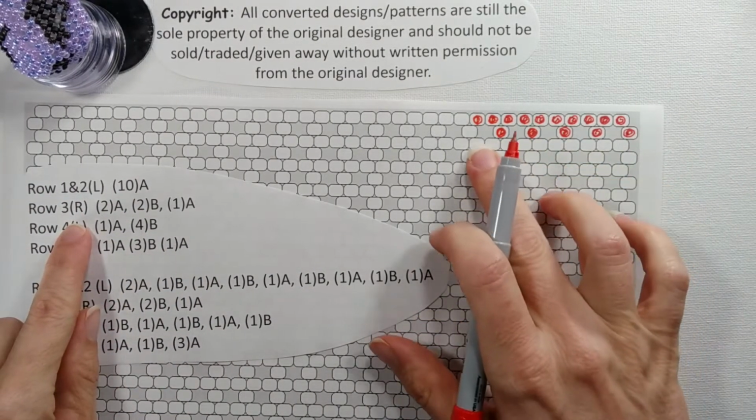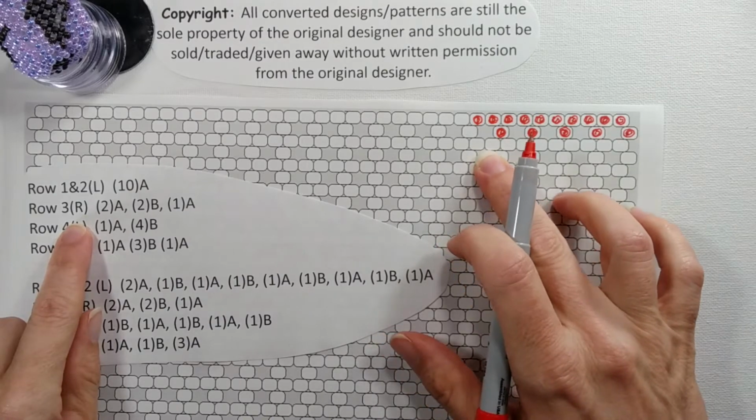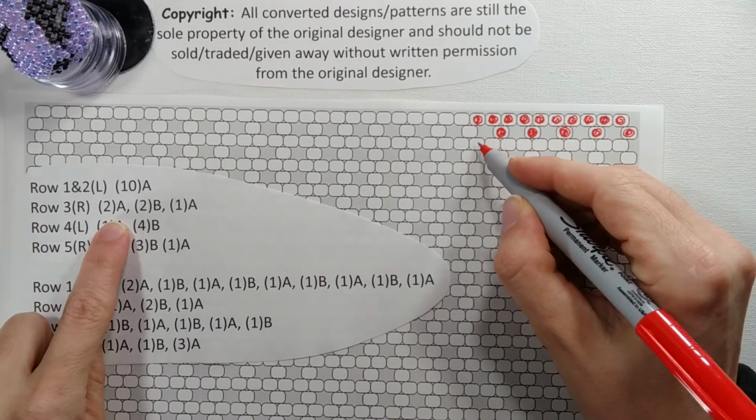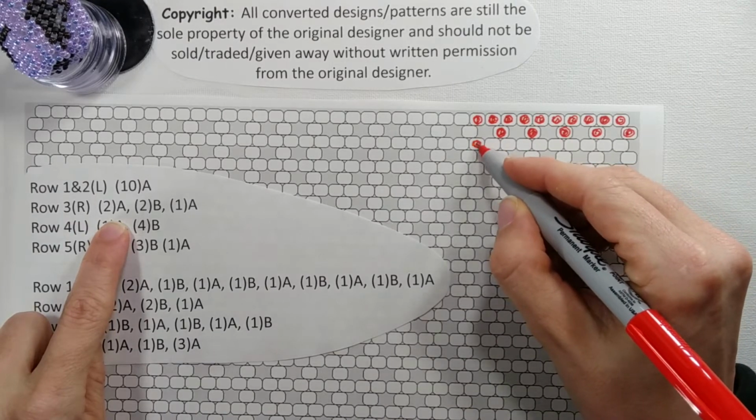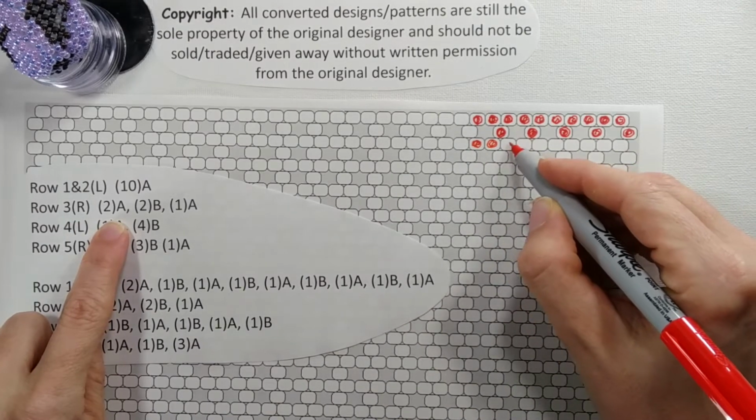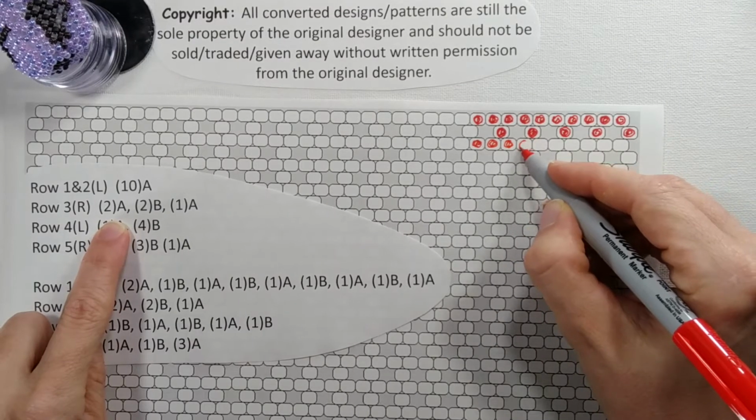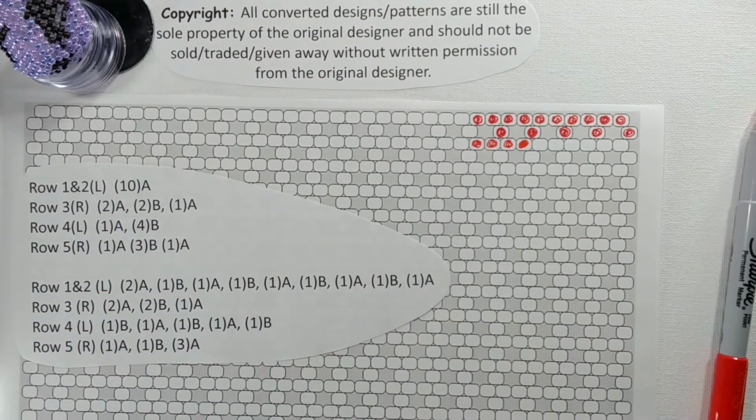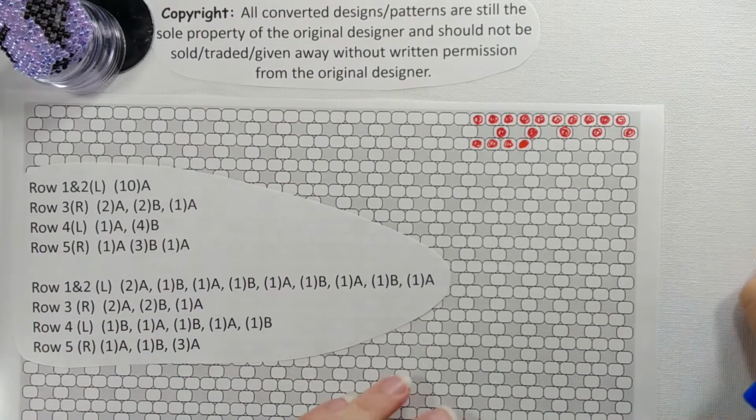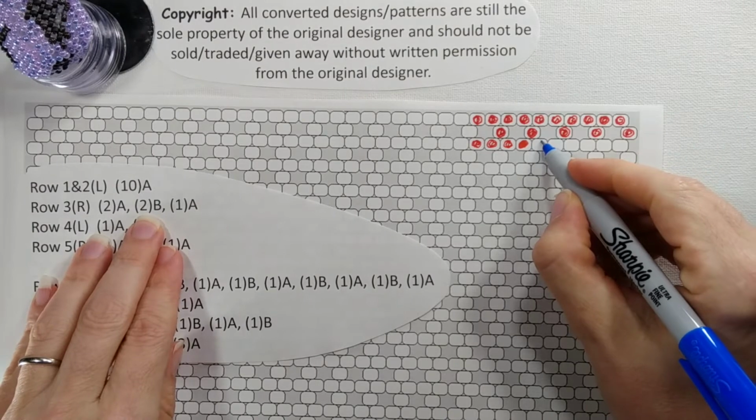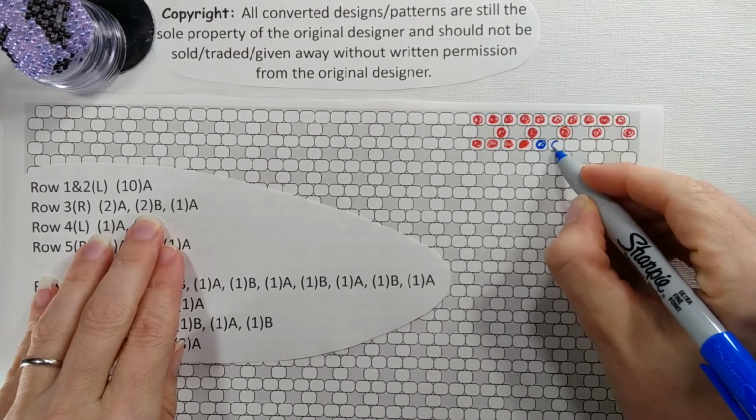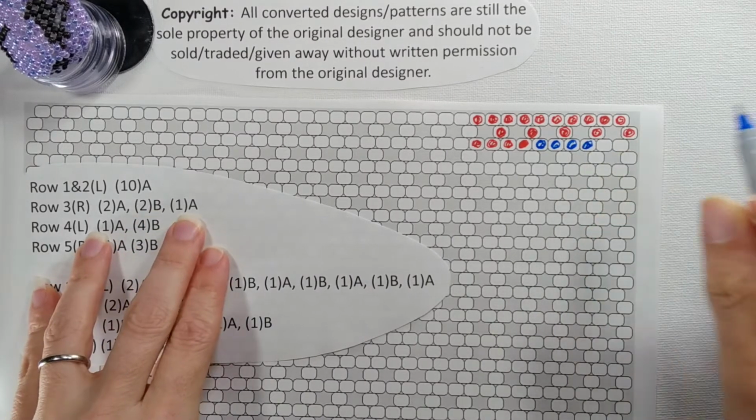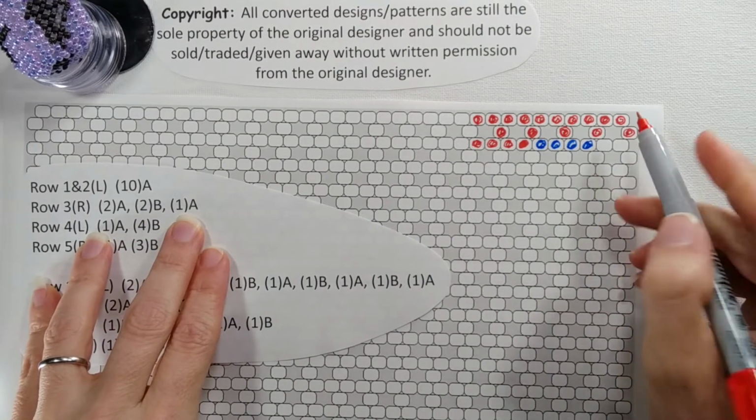Now row 3, we start on the left side. Row 3, you want to line up with row 1. So the first 2 are A, so we do A. That's our first two beads. Our next 2 beads are B, so we're going to use blue. So we want 2 in blue. And then we need 1 A.